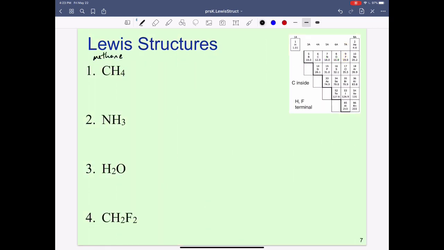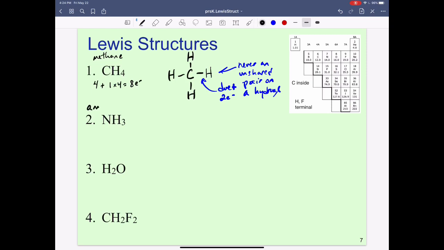Methane, CH4, is what comes out of our Bunsen burner. If we add our valence electrons, carbon has 4, plus 1 for each hydrogen times 4, that's a total of 8 electrons. Carbon in the middle, hydrogen singly bonded to the carbon in the middle, and we end up with 4 bonds for the carbon and 1 bond for each hydrogen. So on to ammonia, nitrogen with its 5 valence electrons plus 1 times 3 for the hydrogen. That again is 8 electrons with the nitrogen in the middle, 3 hydrogens bonded to it.